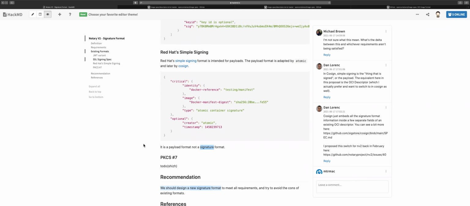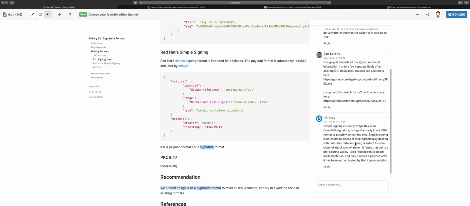It's a payload format, not a signature format. Yeah, because I don't think this one actually includes the signed section, right? Right. This is the thing that you sign representing the image, not the thing you wrap up the signature in. If you scroll back up to the top of this proposal, the idea is to replace it with an OCI descriptor instead of this thing. So that makes perfect sense.